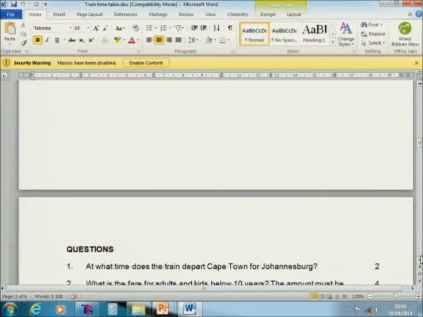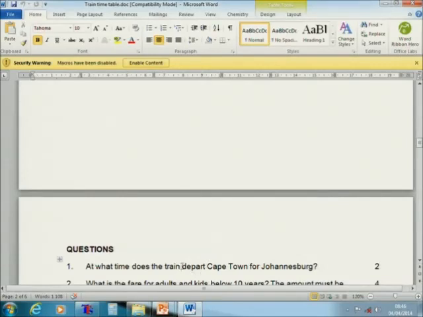Question number 1. At what time does the train depart Cape Town for Johannesburg? We need to go back in order to verify. And look at the question.